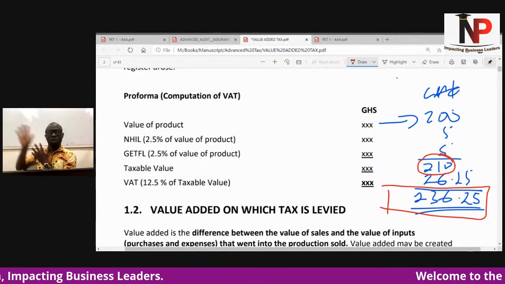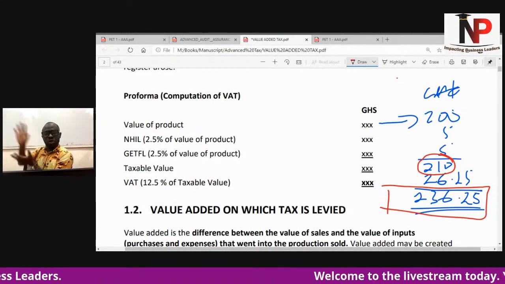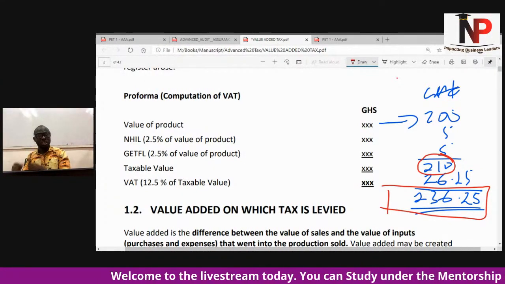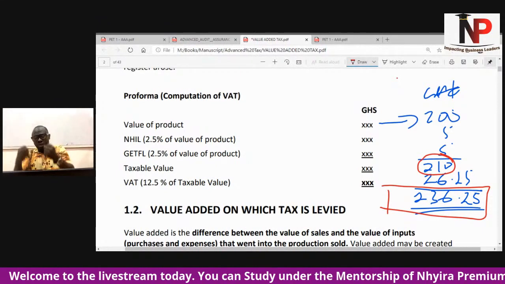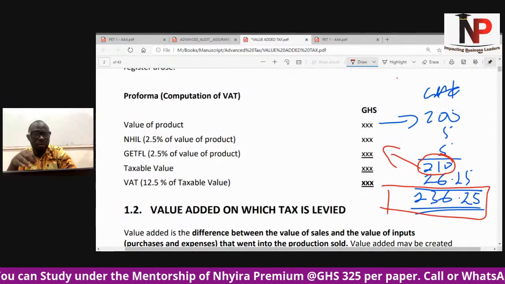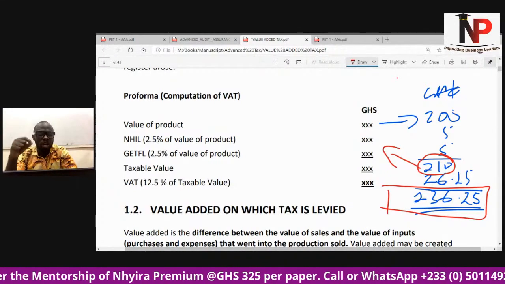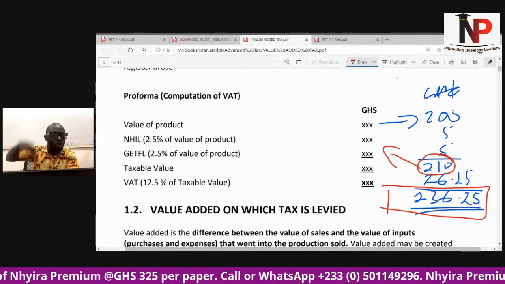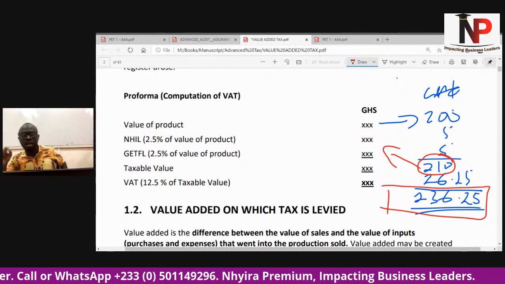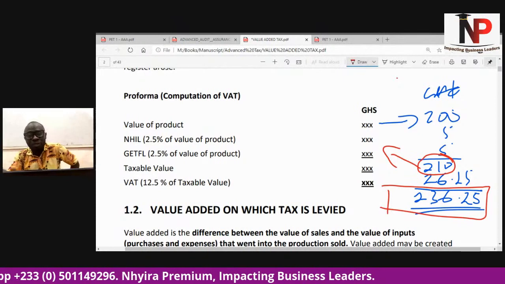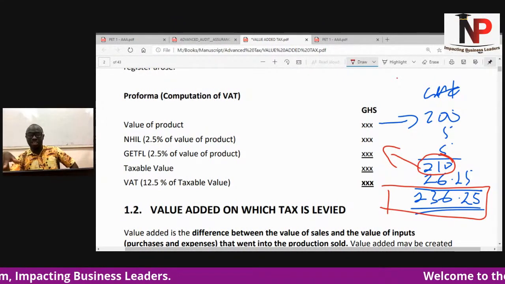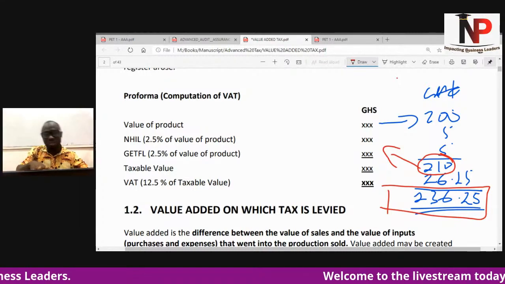So there is going to be withholding VAT. That means if we sold the goods to an organization that is a VAT registered organization, then that organization is going to withhold 7% of this 210. Because the withholding VAT is on the value of the product inclusive of the VAT, inclusive of NHIL and then the GET fund. And this computation is very, very critical because this is where the examiner can get you, where he's asking you, how do you do this? How do you do that?